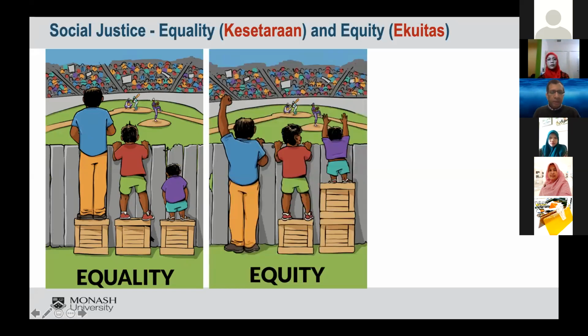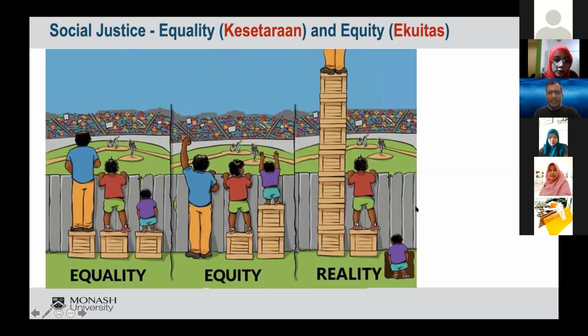So what is equity? This is equity. We remove one of the boxes from the tall person because he doesn't need it, and we give it to the short person because he needs it. So now we have unequal input, so treating people differently, but the output is now equal. Everyone is enjoying it. Okay, so this is called equity, or in Bahasa equitas, and equity is not treating everyone equally, but giving them what they need.